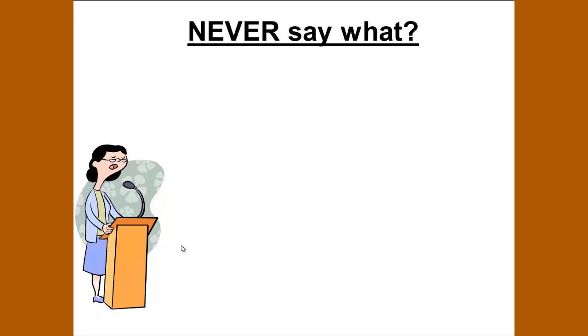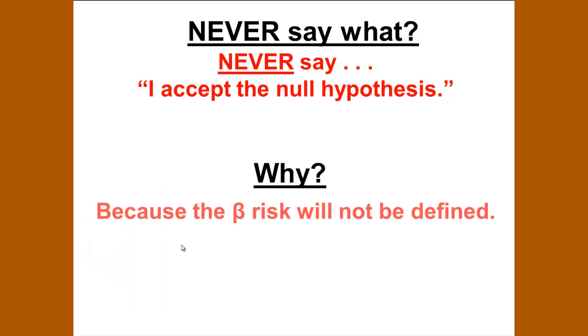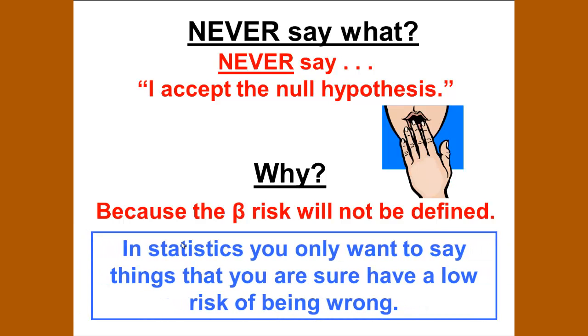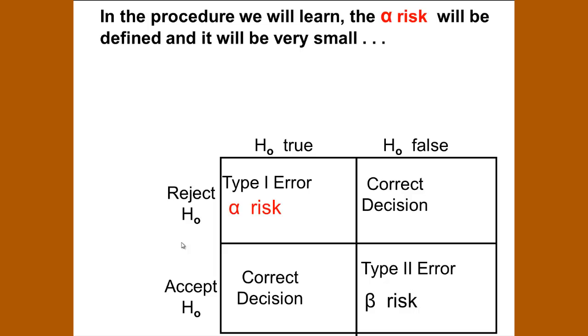Now, what did I just say? Never say what? Never say, I accept the null hypothesis. Why? Because the beta risk will not be defined. In statistics, you only want to say things that you are sure have a low risk of being wrong. In the procedure, we will learn the alpha risk will be defined, and it will be very small.